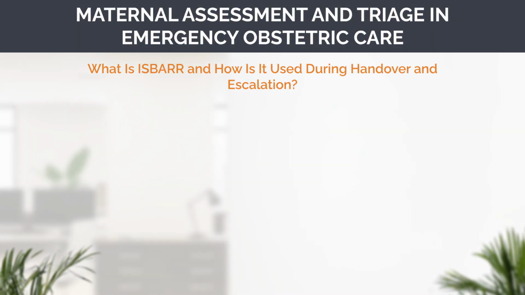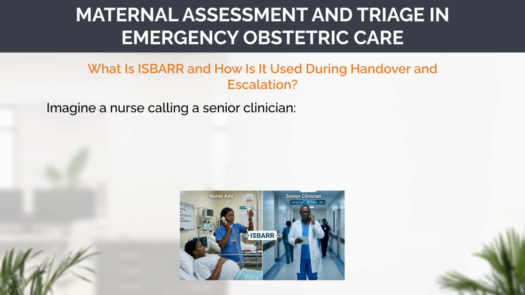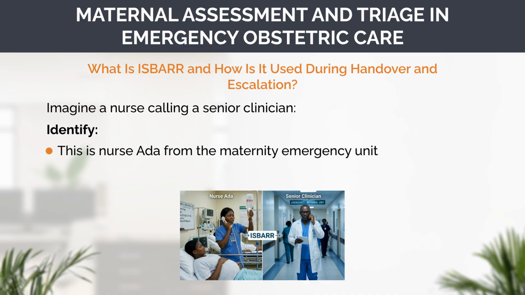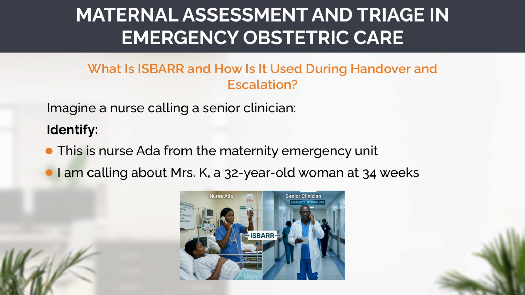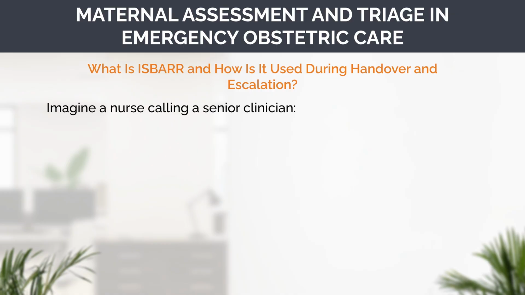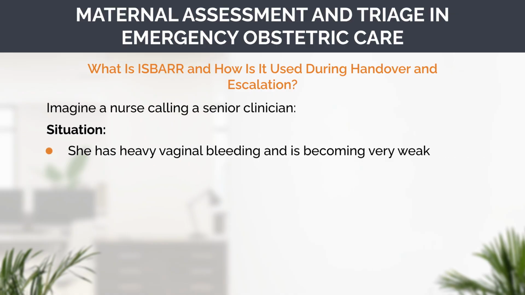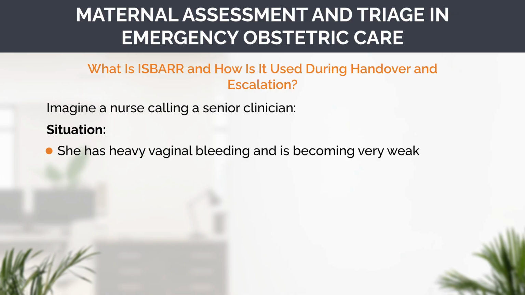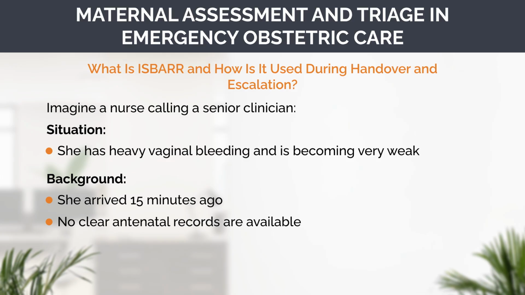To see how this works in the real world, let's look at a quick obstetric example. Imagine a nurse calling a senior clinician. Identify. This is Nurse Arter from the Maternity Emergency Unit. I'm calling about Mrs. K, a 32-year-old woman at 34 weeks. Situation. She has heavy vaginal bleeding and is becoming very weak. Background. She arrived 15 minutes ago. No clear antenatal records are available.